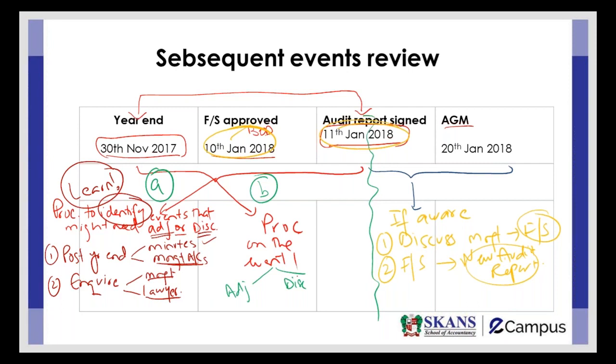So after the report has been signed, if I become aware of such an event, I'm going to, number one, discuss with the management. If they are willing to make the adjustments or include the disclosures, I'll just give a new audit report with a new date. If it doesn't happen, I always have the option of attending, not the option, I have the right to attend the annual general meeting and tell the shareholders what has happened.